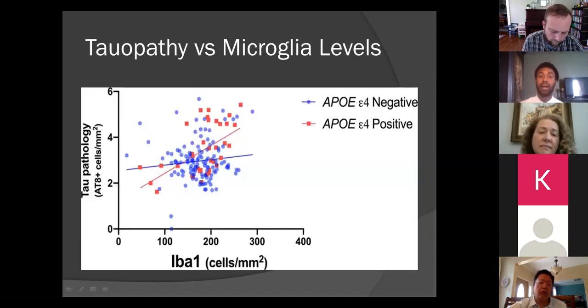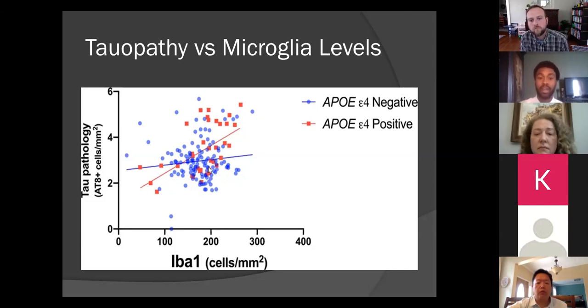Now, tauopathy versus microglia levels. IBA1 is a receptor on these microglia cells, and this is showing you. You can see how all the blue circles are APOE epsilon 4 negative patients compared to the APOE epsilon 4 positive patients that are in the red squares. That's what's showing you how there are a lot more blue circles compared to the red squares. There are a lot more APOE epsilon 4 negative patients.